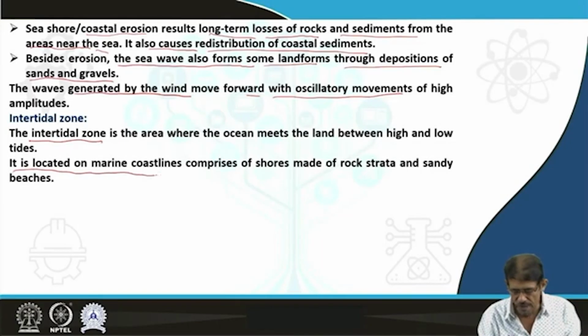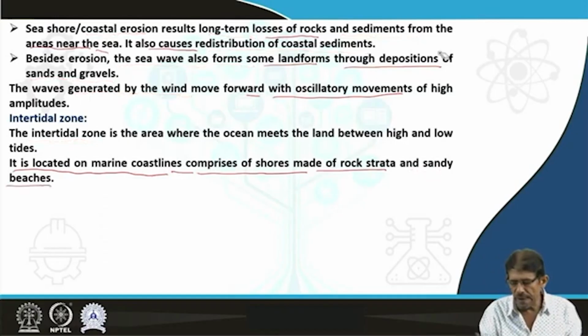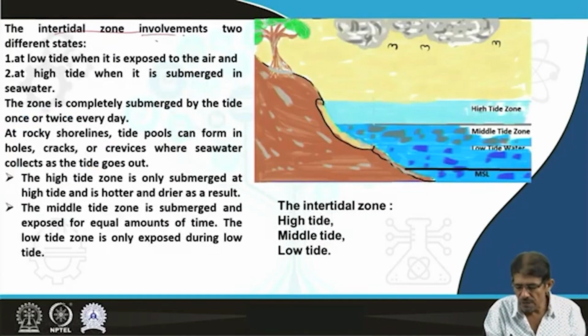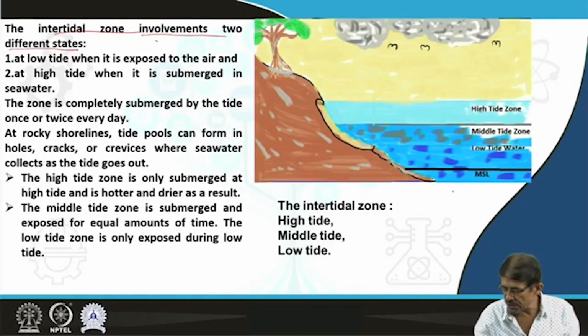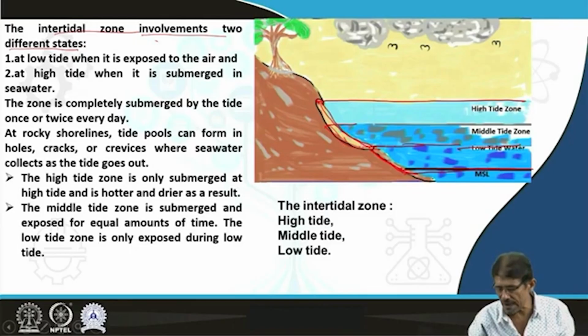It is located on the marine coastline, and comprises the shore made up of rock strata and sandy beaches. The intertidal zone involves two different states, with the mean sea level. During the low tides, the water covers only part of this zone. Middle tide is a transition, and during high tides, the water reaches up to this level. So during low tides and high tides, there is a zone recognized as the intertidal zone.